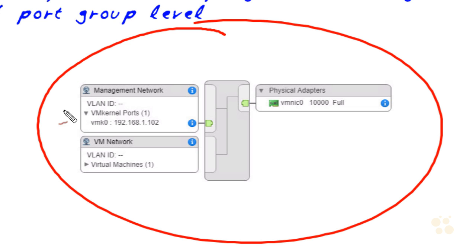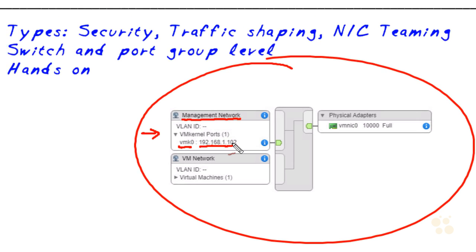Starting on the left, we have a VM kernel port. The label for that VM kernel port is management network, and the VM kernel adapter is VMK0 with the IP address of 192.168.1.102. Based on that IP address and our topology, we know that this is a virtual switch on ESXi2 because that IP address belongs to ESXi2.